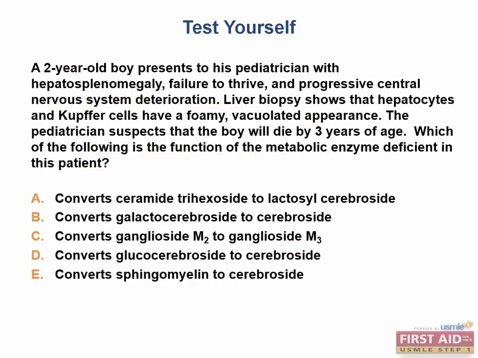Okay, next question. A 2-year-old boy presents to his pediatrician with hepatosplenomegaly, failure to thrive, and progressive central nervous system deterioration. Liver biopsy shows that hepatocytes and Kupffer cells have a foamy, vacuolated appearance. Unfortunately, the pediatrician suspects that the boy will die by 3 years of age. Which of the following is the function of the metabolic enzyme deficient in this patient? I'll give you a little bit, because this one's a little tough.